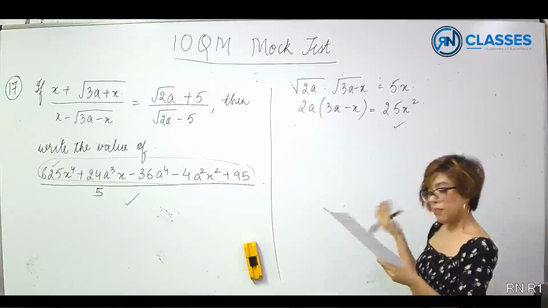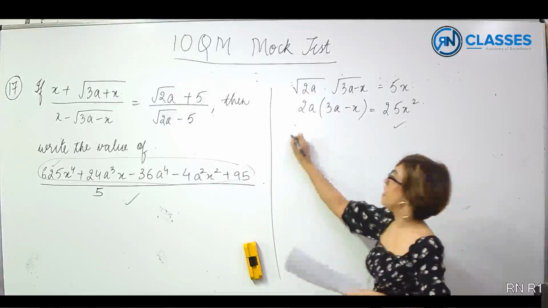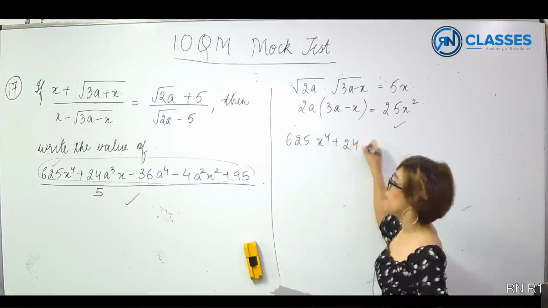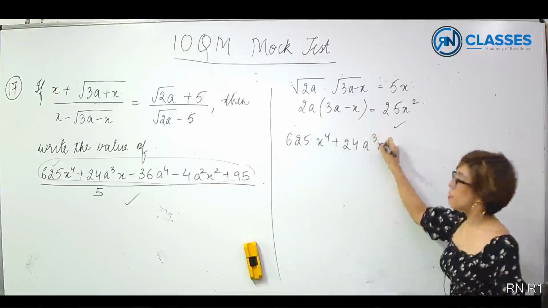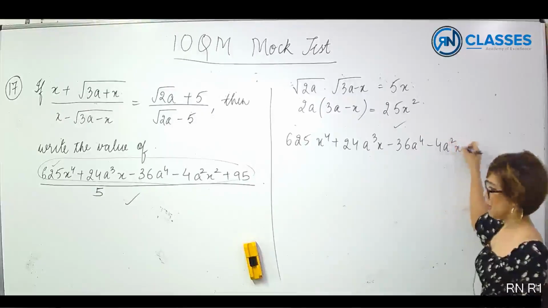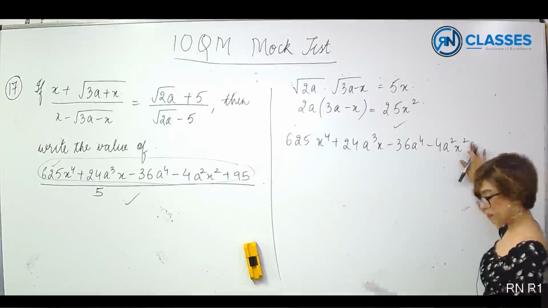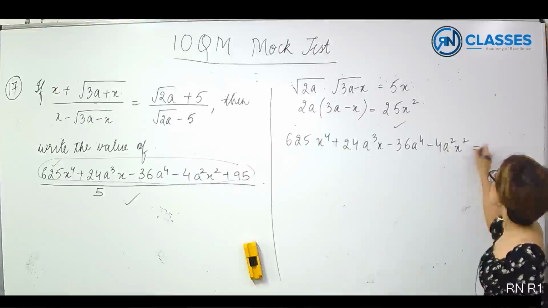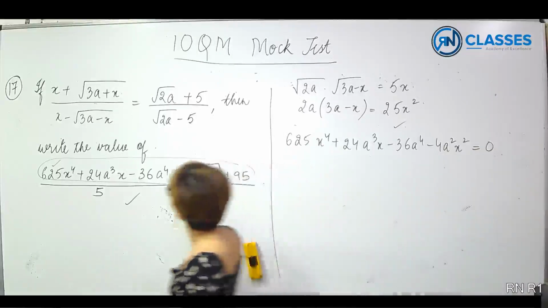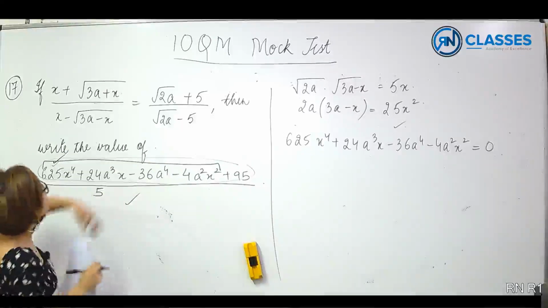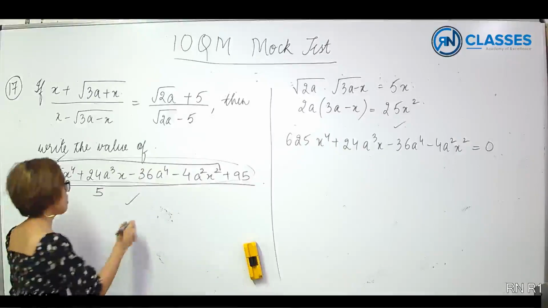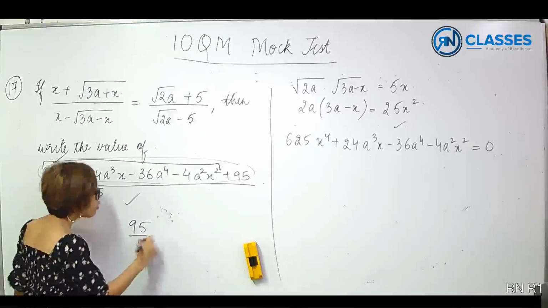And if I square it up, I will actually get this quantity, 625x^4 + 24a^3x - 36a^4 - 4a^2x^2, and this is equal to 0. Now mind it, this entire thing turns out to be 0, because if this is true, that means this quantity is 0. Now this is 0, that means my answer is 95 by 5, which is obviously 19.